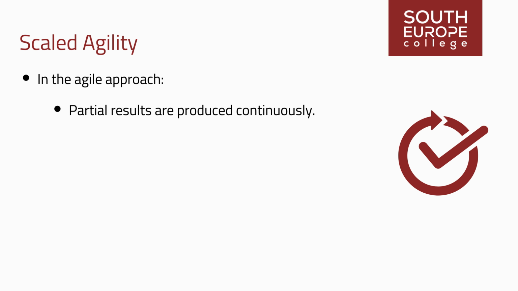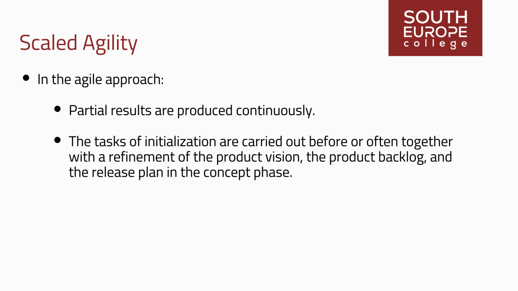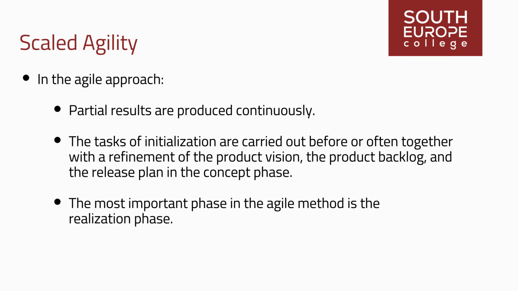On closer inspection, an Agile approach such as Scrum also goes through a shortened concept phase, a realization phase, and an introductory phase. In the Agile approach, the tasks of initialization are carried out before or often together with a refinement of the product vision, the product backlog, and the release plan in the concept phase. The most important phase in the Agile method is the realization phase. After a defined number of sprints, a release goes live. This go-live phase is comparable to the introduction phase in the traditional approach.